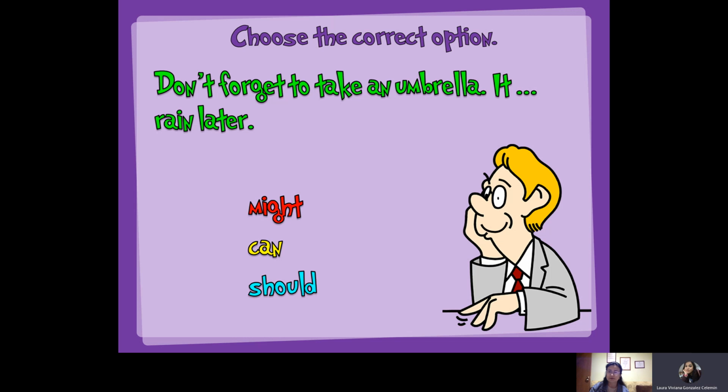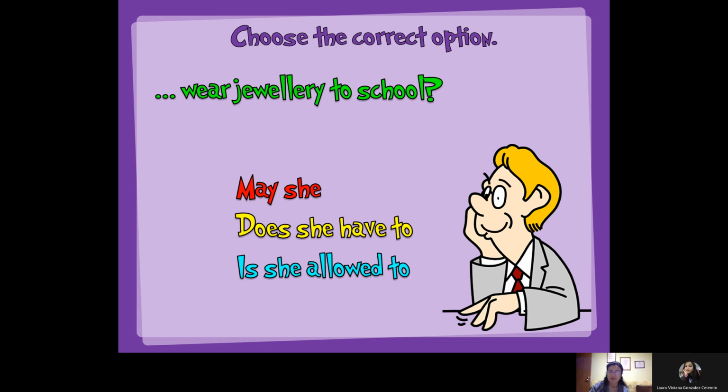It what? Can't. Can is for abilities, asking for permission, giving permission. So what is the one? Might, because it's a possibility. It might rain later. It could rain later, okay? So now you know among the three modals: should for giving advice, can for permission and abilities, and might for possibilities. Very good. When you are not sure about something. Let's go on with the next one.